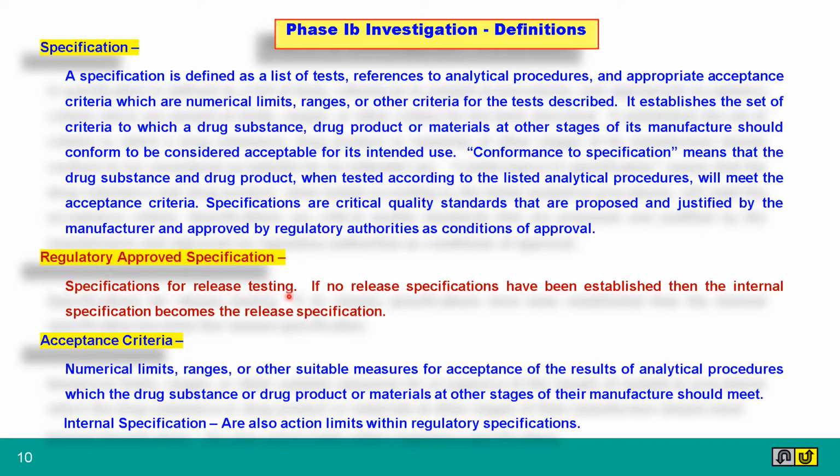Specifications for release testing. If no release specifications have been established, then the internal specification becomes the release specification. Acceptance criteria. Numerical limits, ranges, or other suitable measures for acceptance of the results of analytical procedures which the drug substance or drug product or materials at other stages of their manufacture should meet. Internal specifications are also action limits within regulatory specifications.